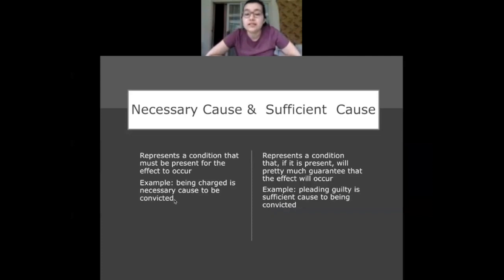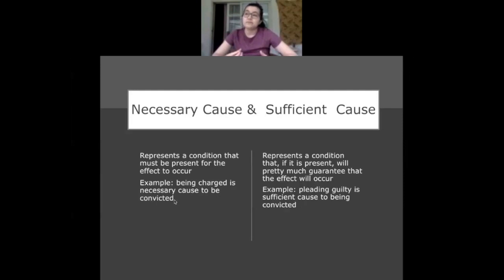So types of causes are the necessary cause and the sufficient cause. So necessary represents a condition that must be present. Charged doesn't necessarily equal convicted, but if you were convicted, then you had to have been charged. So that is a necessary cause. A sufficient cause is a condition that, if it's present, will pretty much guarantee that the effect will occur. So pleading guilty, you're going to be convicted.